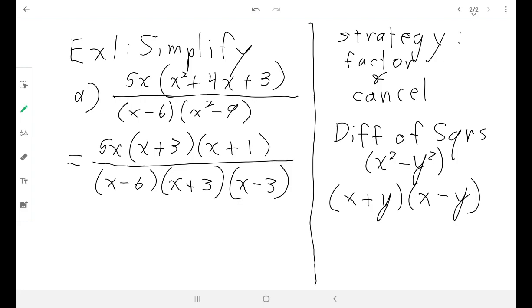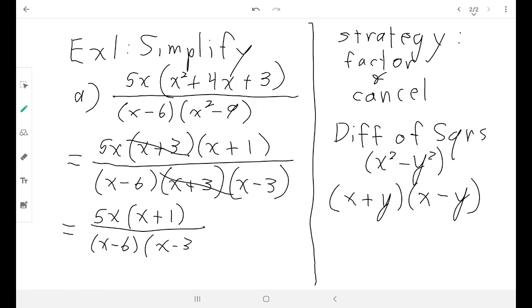Now you cancel what you can. Notice that I have an x plus 3 here, and x plus 3 here, so I can cross those off and write what's left, which is 5x times the quantity x plus 1 over the quantity x minus 6 times the quantity x minus 3.